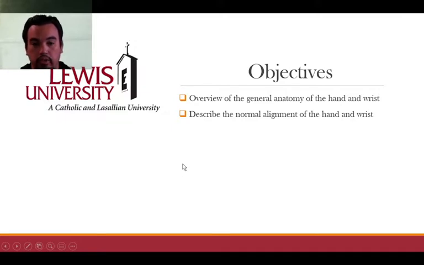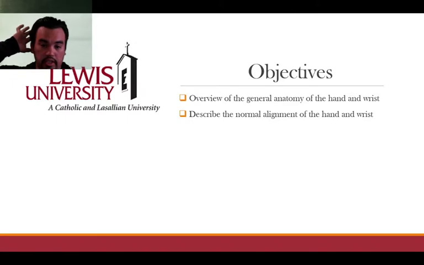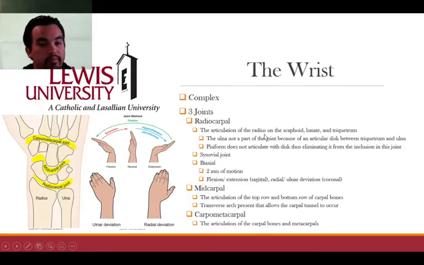Our objectives are going to be, we're going to have an overview of the general anatomy of the hand and the wrist. We're going to describe the normal alignment of the hand and the wrist. And we're going to just have a great time learning about the hand and the wrist today. So the wrist is a complex anatomical feature on our bodies because it allows us to do many things that we wouldn't be able to do without it.